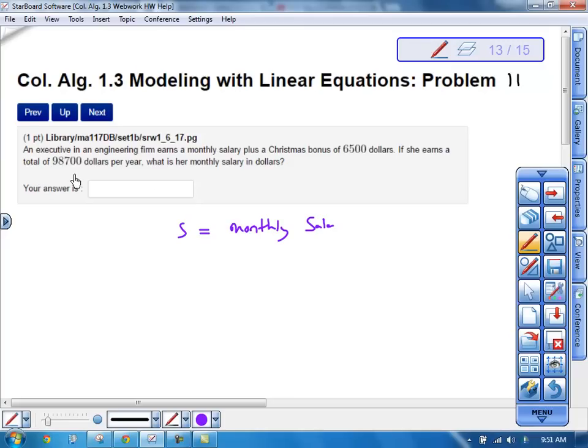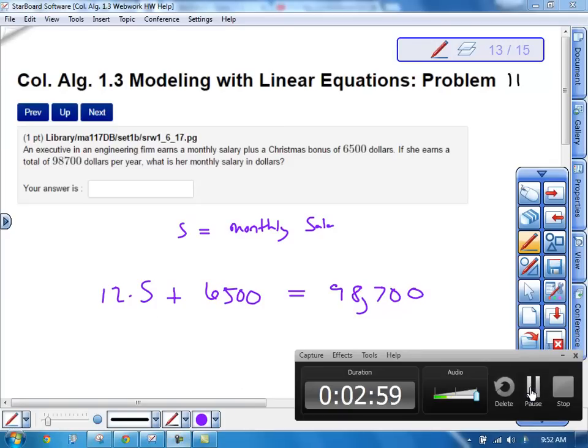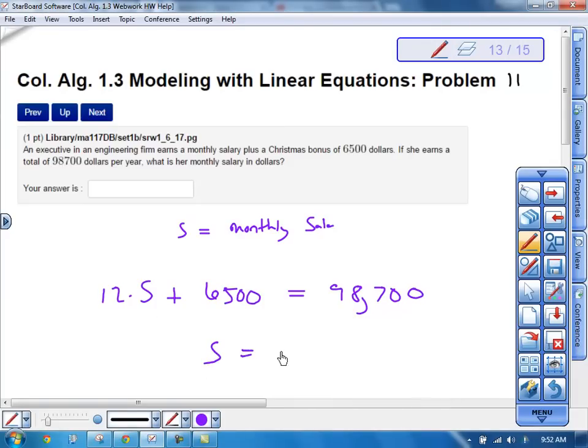She earns a total of $98,700 per year. So that'd be the monthly salary times 12 plus the $6,500 Christmas bonus would equal the total amount of money that she earns, $98,700. So that's a pretty simple linear equation to solve. Subtract $6,500 from both sides and divide by 12. In my case, that gives you a monthly salary of $7,683.3 repeating. That should work.